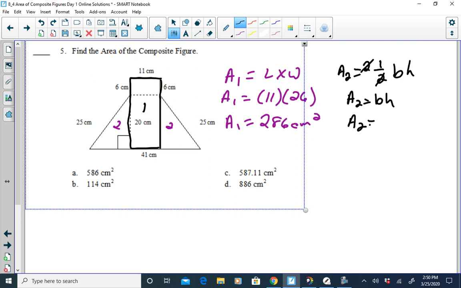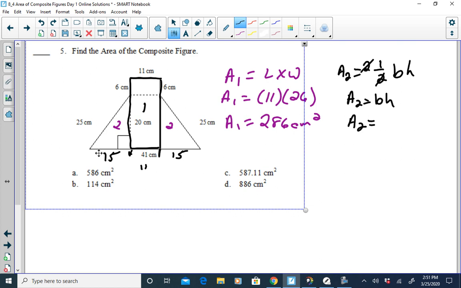So area 2 is going to be equal to, let's see, well, what's the base? Well, if this whole thing is 41, and from here to here is 11, so if I take this 11 away, that leaves 30, and if I split that 30 by 2, that's going to be 15 and 15. So let me just explain that a bit. This whole thing is 41, and this is 11, so 15 plus 11 plus 15 is going to be equal to this 41 here.